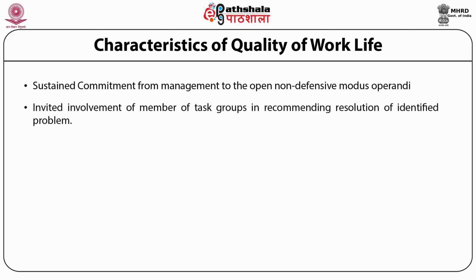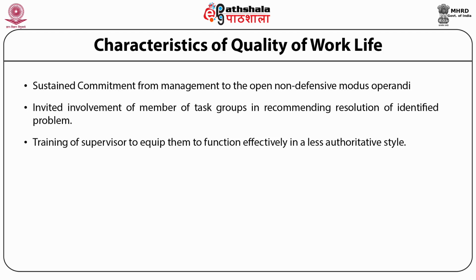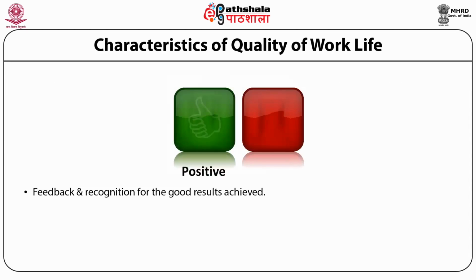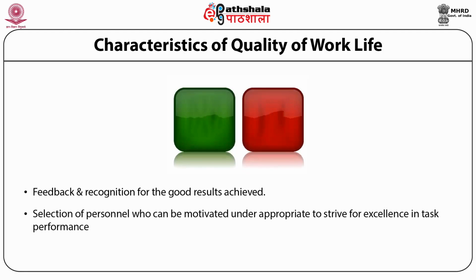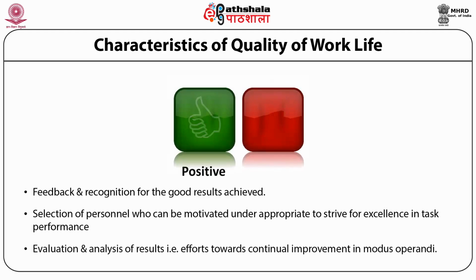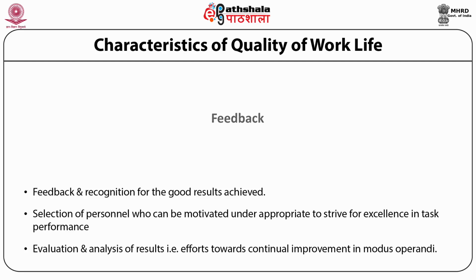Second, invited involvement of members of task groups in recommending resolutions of identified problems. Third, training of supervisors to equip them to function effectively in a less authoritative style. Fourth, implementation of practicable suggestions and explanations for rejected ideas. Fifth, feedback and recognition for good results achieved. Sixth, selection of personnel who can be motivated under appropriate conditions to strive for excellence in the task force. Seventh, evaluation and analysis of results, including failure, leading to renewed efforts toward continual improvement in the modus operandi.